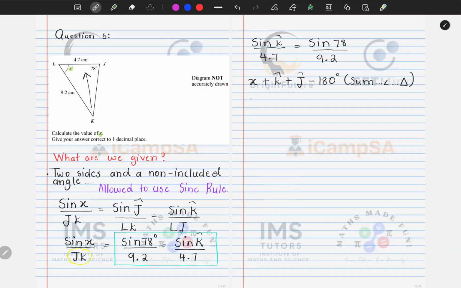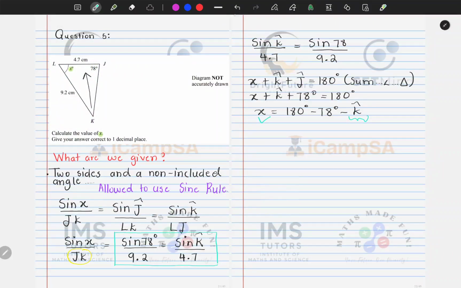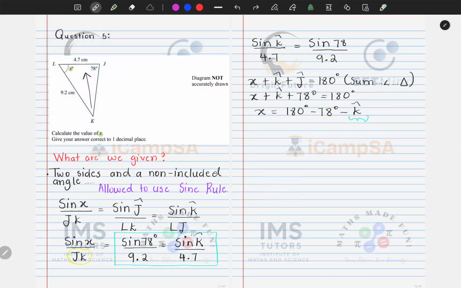Okay, and if you observe carefully, you'll have x plus angle k plus j, which is 78, equals 180, which means angle x essentially is 180 minus 78 degrees minus angle k. So if we find angle k, we would have found angle x. So let's go ahead and calculate angle k. We will need to isolate the sine, so sine of k will cross multiply with the denominator, so that we have 4.7 multiplied by sine of 78 degrees divided by 9.2. We're looking for angle k.